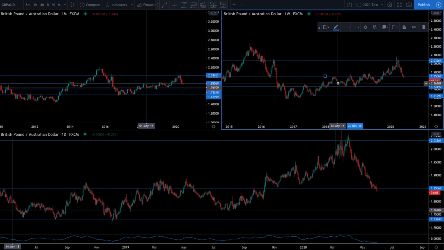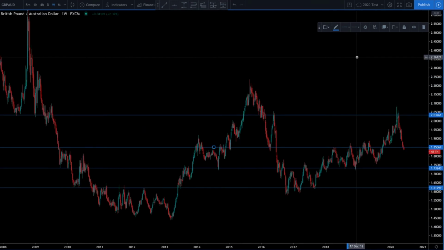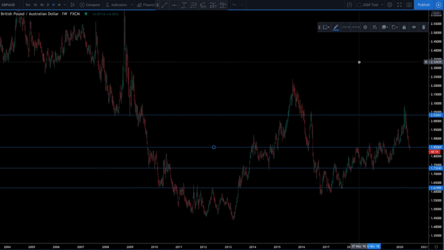Here's the weekly that we just drew those in on. Now we're going to go down to the daily and just look at where all of our lines are lining up, seeing if it's nice and clean because we drew them on the monthly and the weekly charts. Those candles are going to have a lot more data within each candle because it's a higher time frame.